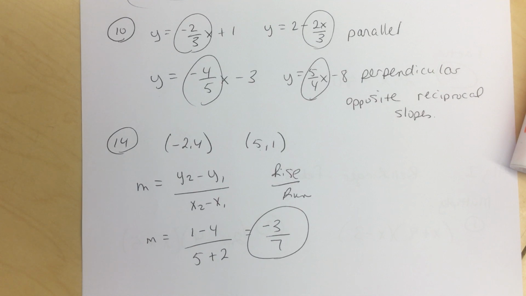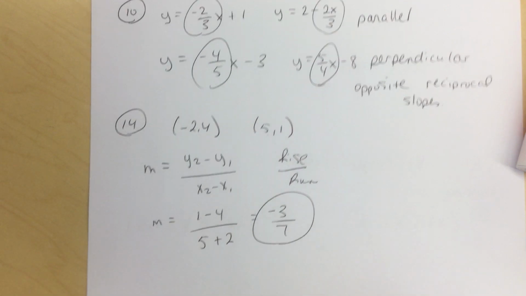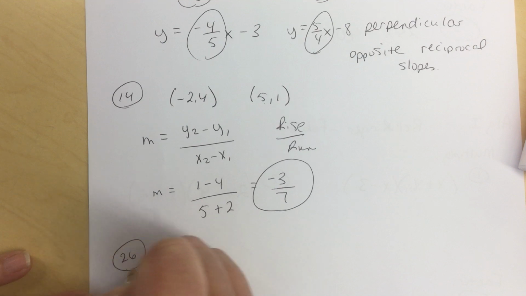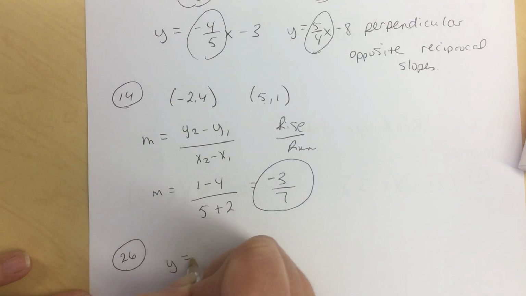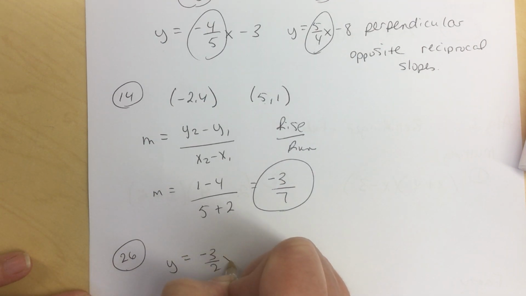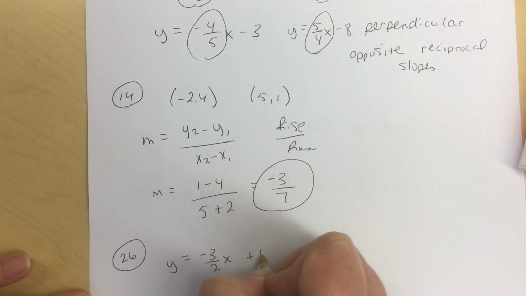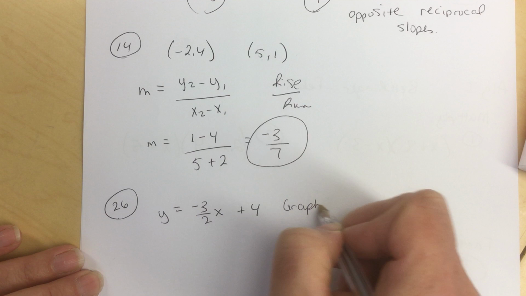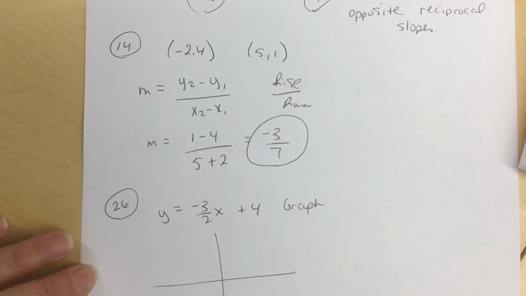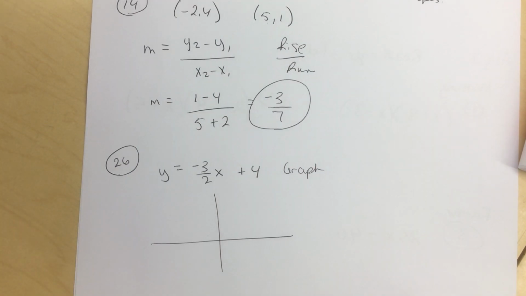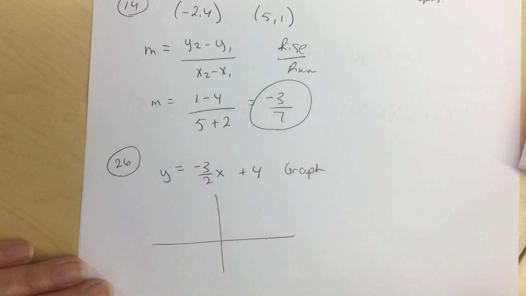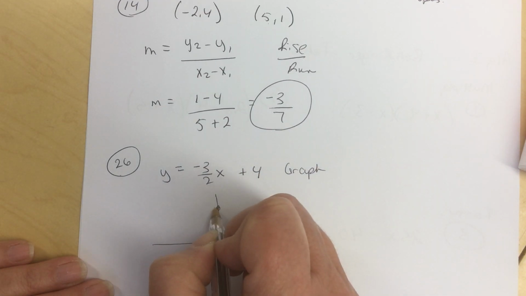Huh? Oh, not a question? Okay. If I tell you to graph a line like number 26, if I say y is equal to -3/2 x plus 4, and we want to graph it, what do we do? How do we start? 4. Exactly. On the x-axis or the y-axis? Y-axis. Good job.